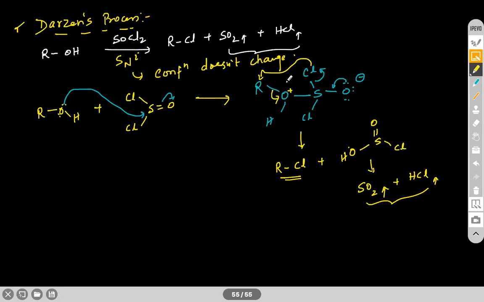You see how it is. SNi. SNi is this: the nucleophile comes over here, this electron pair comes over here, and this Cl minus goes out. This attacks onto this and comes over here. So this step is the SNi reaction.